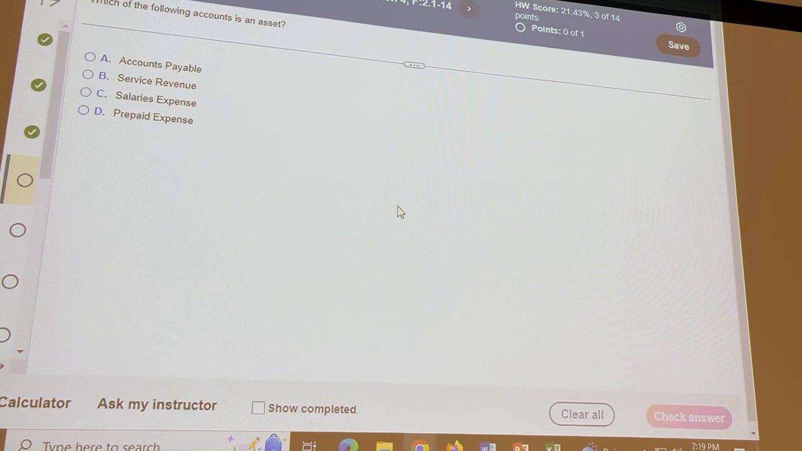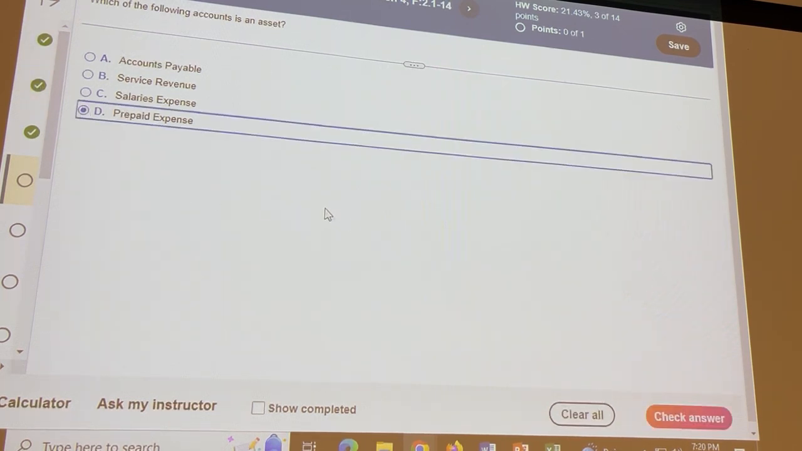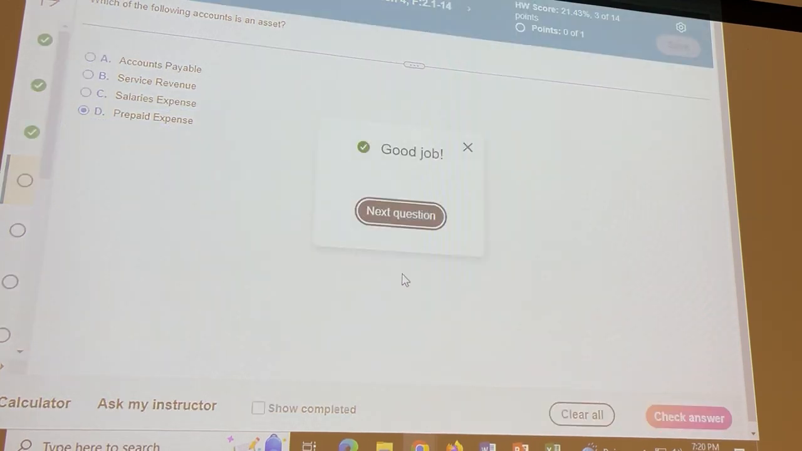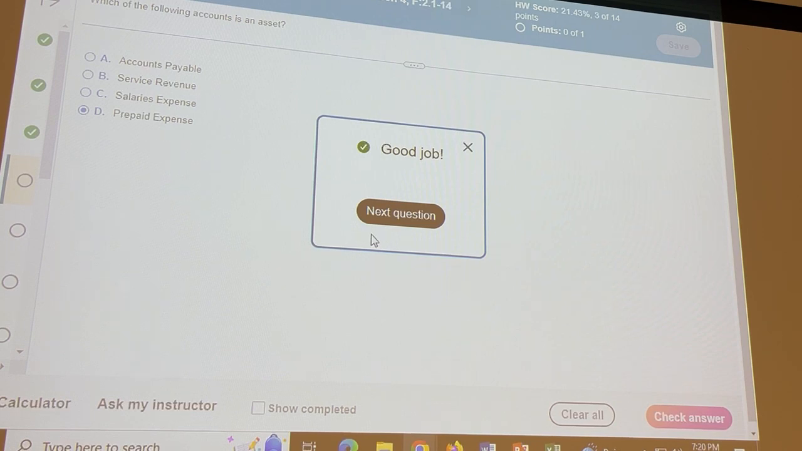Which of the following accounts is an asset? Service revenue? D. Prepaid expense. Yeah, it's actually prepaid expense, yes. Because an asset is an economic resource that will have value to us in the future, and a prepaid expense meets that definition.